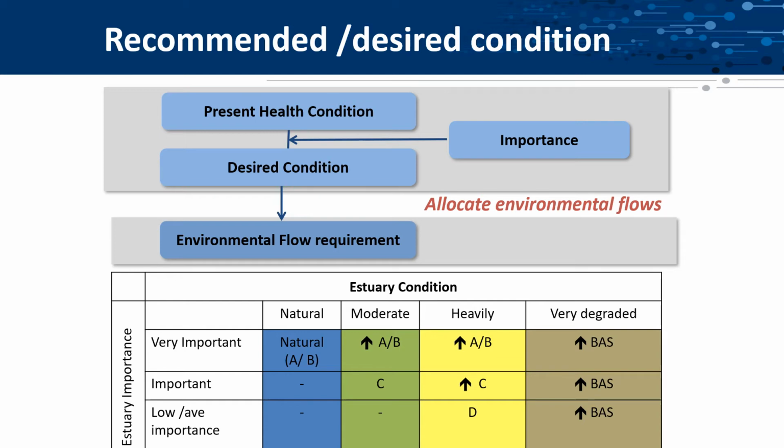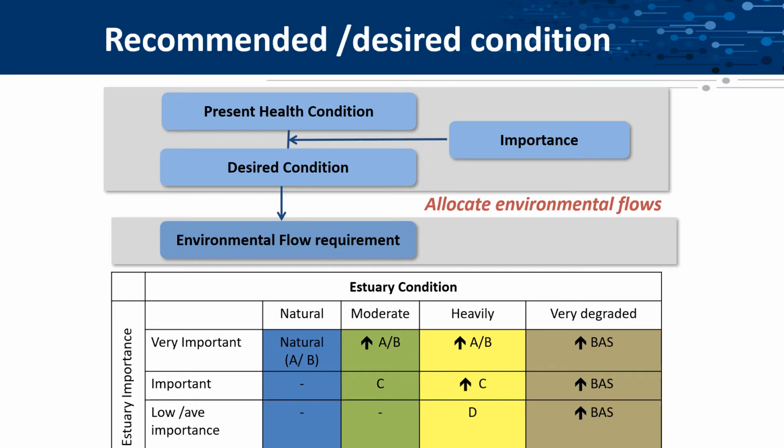So it's basically a matrix that's used. If the system is highly important and it's in a natural or near natural state, we just need to maintain that condition. But if the system is already moderately modified at a C, then it needs to be improved to an A or a B. And if it's heavily modified, you need to bring it to an A or a B, or if we cannot do anything, the best obtainable state.